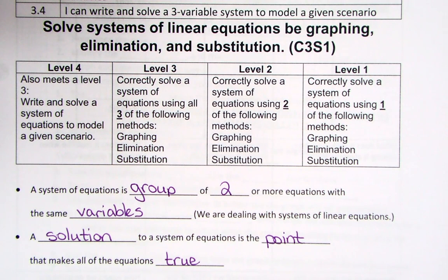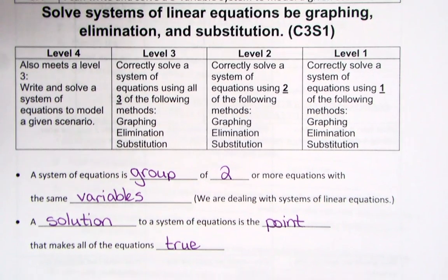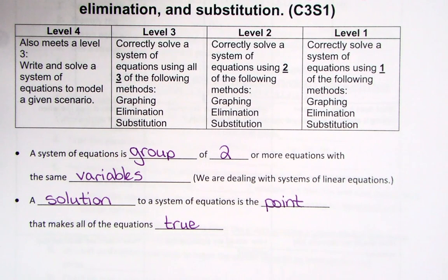The first way that we are going to learn how to solve a system is by graphing. Before we jump into that, let's discuss what a system actually is. You may want to pause the video to be able to write down what's in these blanks. A system of equations is a group of 2 or more equations, and they all have to have the same variables, so x and y or a and b.